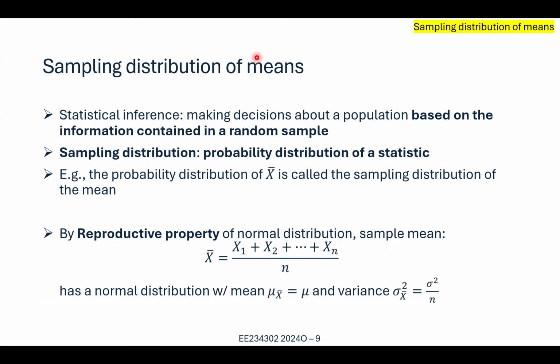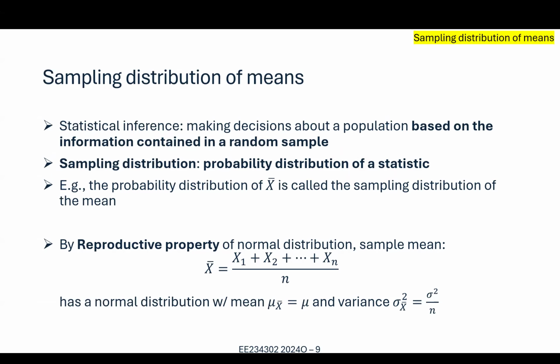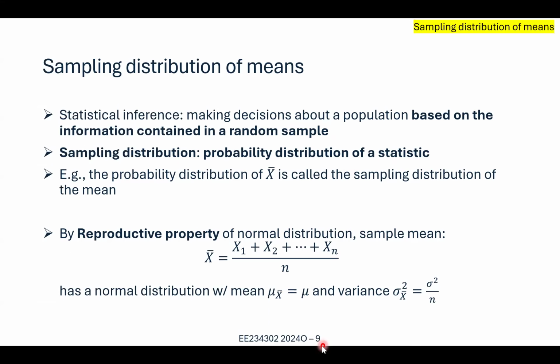So the goal is to analyze the population, but what we know is the sample, right? So the sampling distribution here is the probability distribution of the statistic or of the parameter that we have solved before.